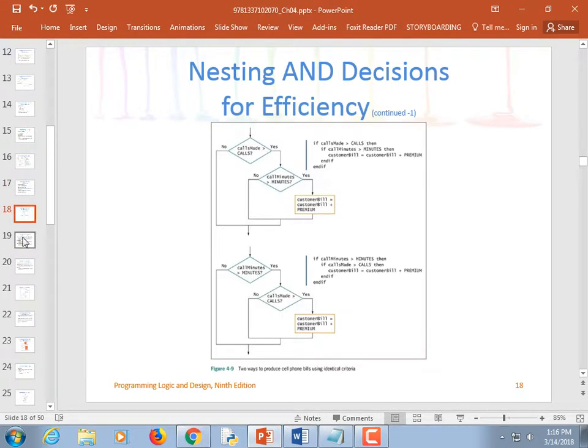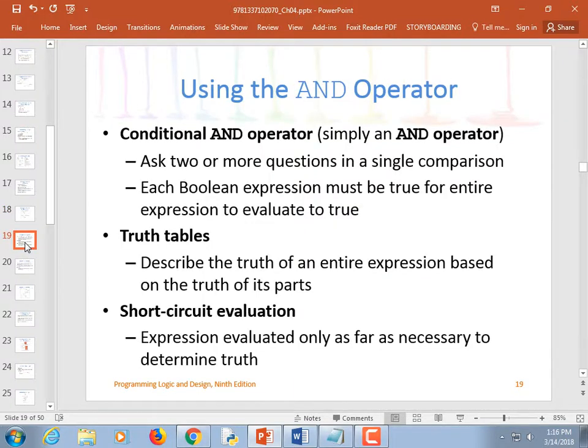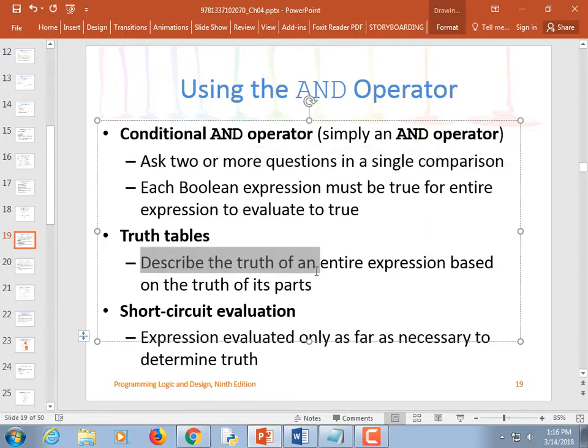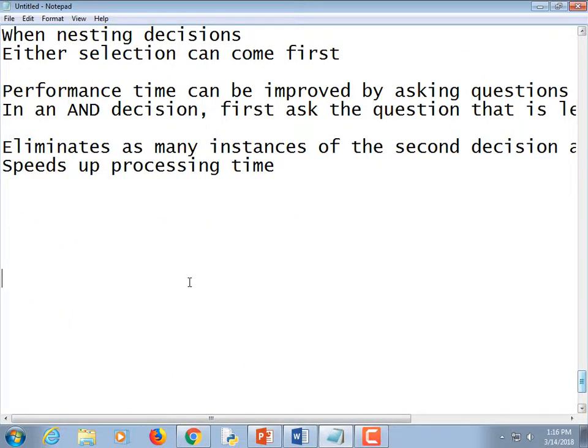All right, we haven't actually done any code today. Using the AND operator, you just ask two or more questions in a single comparison. We've already had some examples of that. The truth table describes the truth of the expression based on the truth of its parts. You can make a more complicated truth table. I'll give you an example of a more complicated truth table.